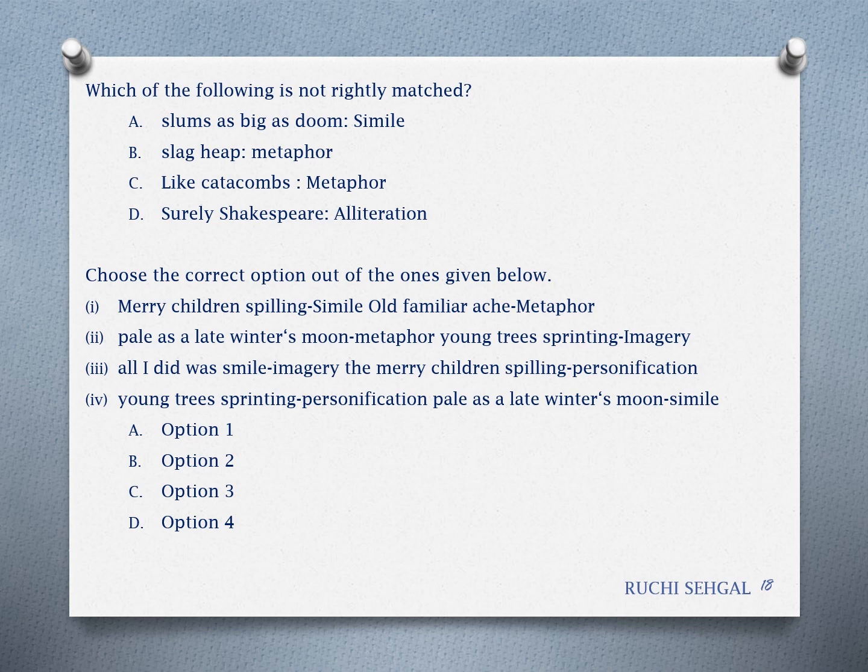Choose the correct option out of the ones given below. This is also something like match the following. Merry children spilling is not an example of simile, so 1 cannot be the correct option. Pale as a late winter's moon again is not a metaphor, it's a simile, so 2 is also not the correct option. All I did was smile, imagery, yes maybe, but merry children spilling is not personification. Young trees sprinting is an example of personification, and pale as a late winter's moon is also an example of simile. So option 4 is the correct answer.